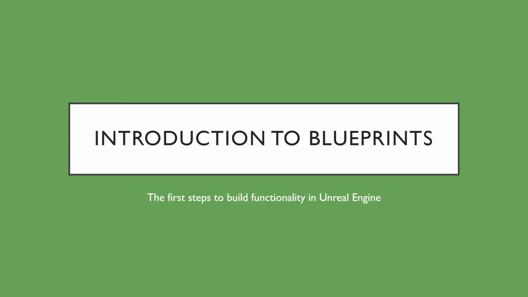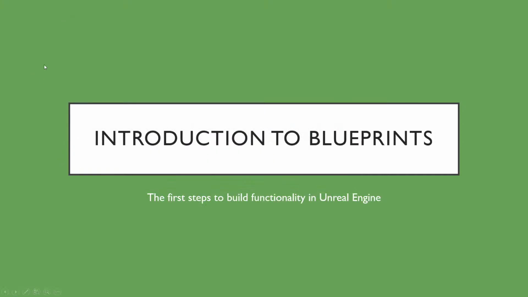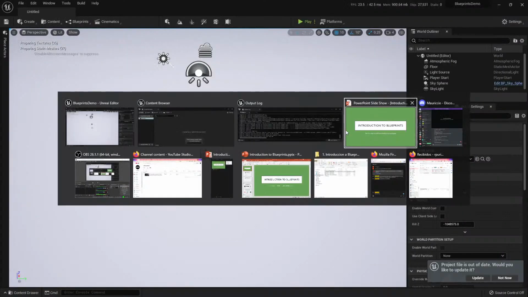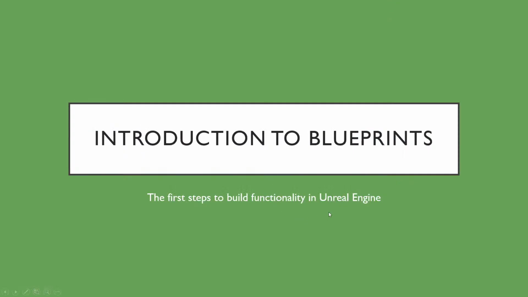So the topic is introduction to blueprints, and all the information you will see in this little class will be information that you can use in Unreal 4 as well as in Unreal 5. I'll be using Unreal 5 because it's shiny and new, but it hasn't changed that much. So we'll see the first steps to build functionality in Unreal Engine.